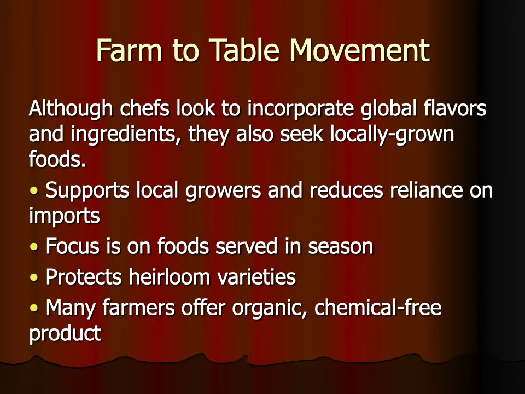The farm to table movement supports local growers and reduces reliance on imports, so it's not a big footprint, it's not coming all the way from Italy or whatever, you're growing it on your doorstep. The focus is on foods that are served in season. It protects all these heirloom varieties, all these beautiful varieties of tomatoes and apples and things that we have. Many farmers offer organic and chemical-free product. We've got that all in Bistro 67.